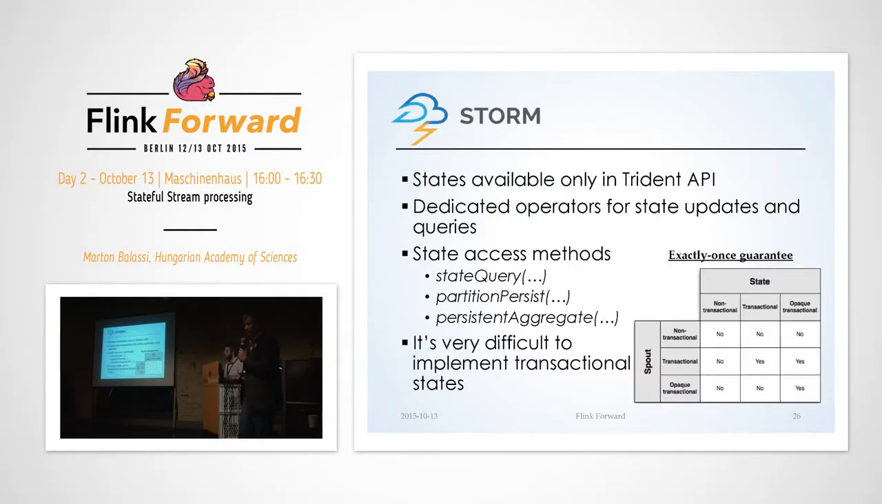So let's start with Storm. How do we build an exactly-once application? Usually when it comes to state, we want to have exactly-once guarantees.